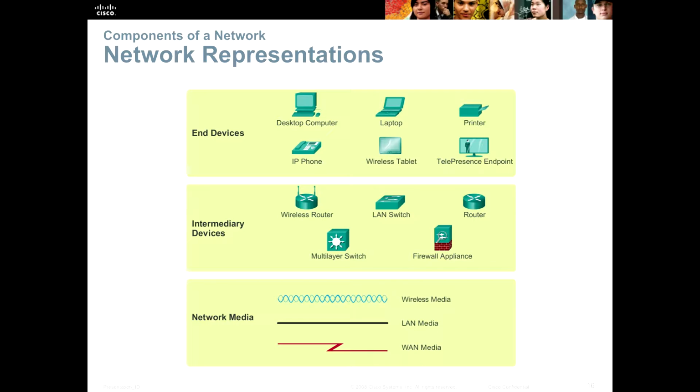You have your intermediate devices, so your wireless routers, your LAN switches, your routers, your multilayer switch, which is also known as a layer 3 switch, which we'll get into later. And you also have your firewall appliances, and then you have your different types of media, like we talked about. So this is a WAN connection, which we'll talk about later, I believe, in this presentation. This is your LAN media, so like all your Ethernet cables, and this is your wireless signal, so your frequency waves, essentially. Next slide.